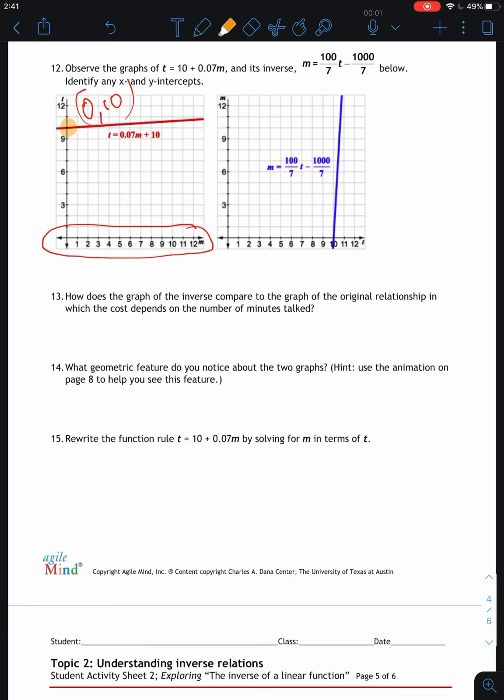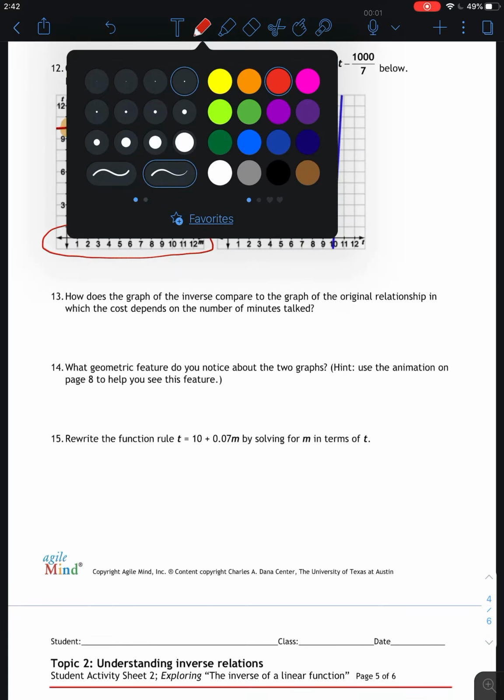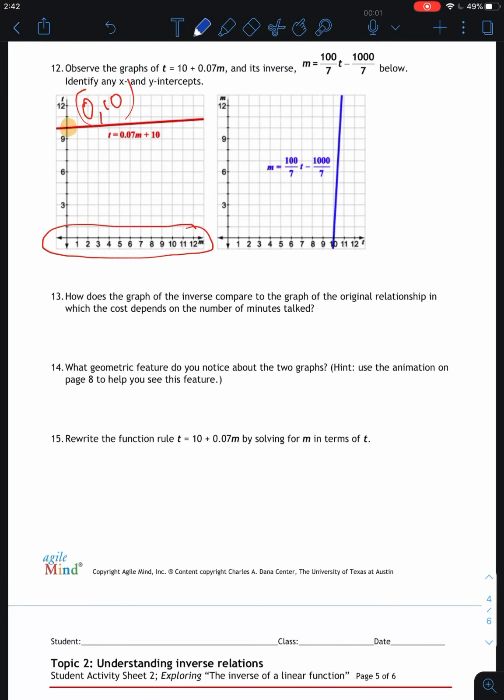And then the reverse is true on the graph on the right. There is no y-intercept, but there is, in fact, an x-intercept. Here's your x-intercept. It is the inverse of that point, and there is no y-intercept.